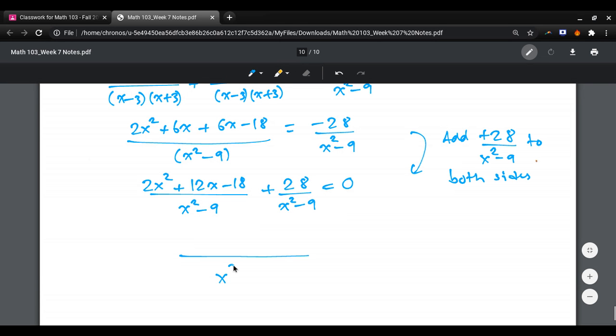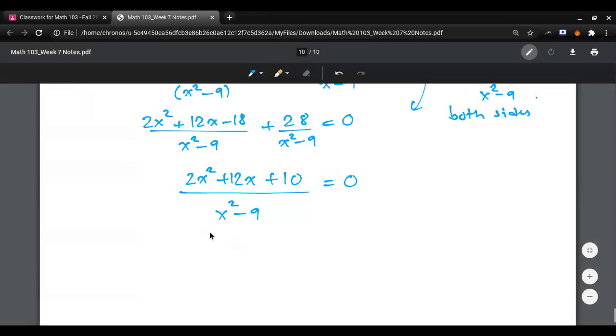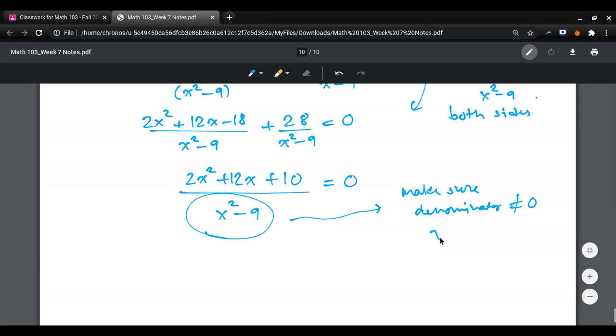So I have a common denominator, x squared minus 9, and 2x squared plus 12x, minus 18 plus 28 gives me a 10, equals 0. Now here I have to make sure that the denominator is not 0. Which means I want to make sure x squared minus 9 is not 0. You factor it out, x minus 3 times x plus 3 is not 0. So x is not 3 and x is not negative 3.